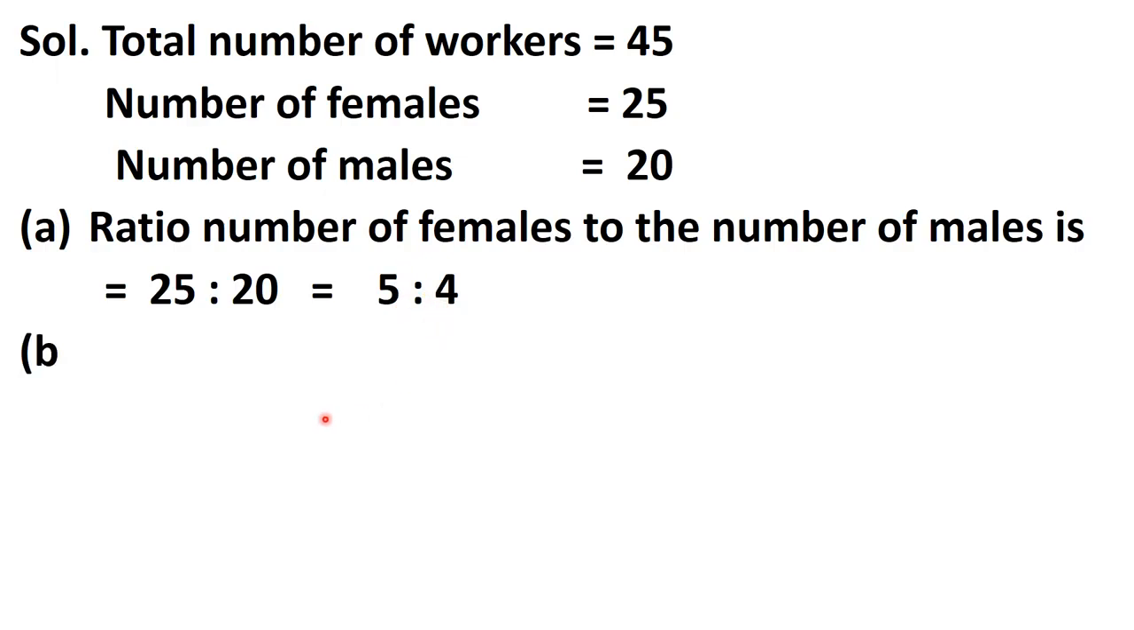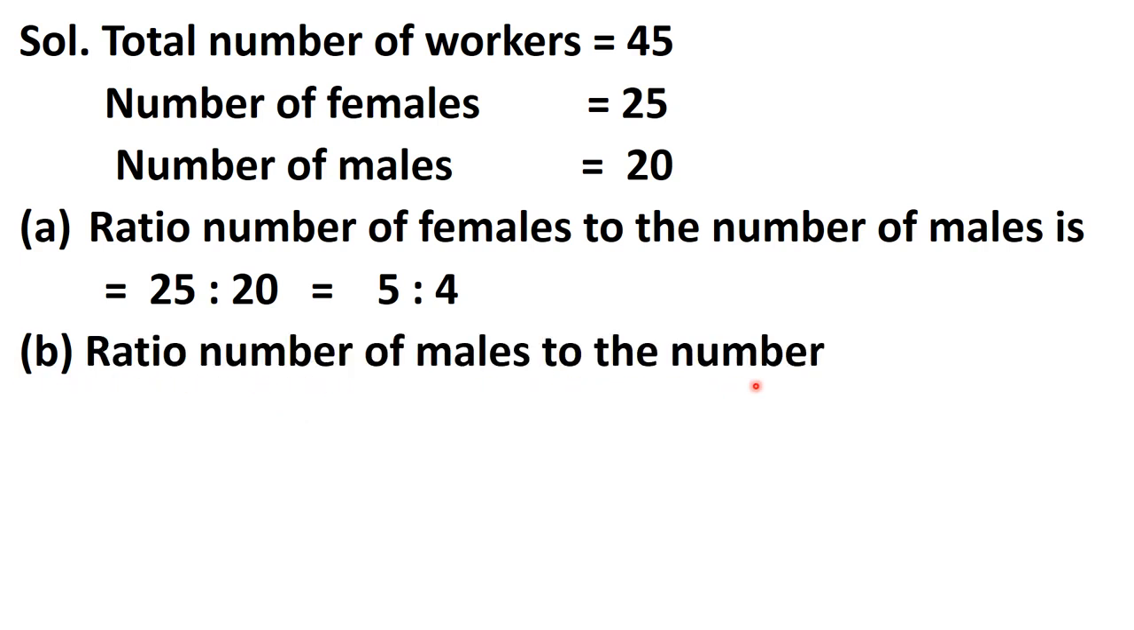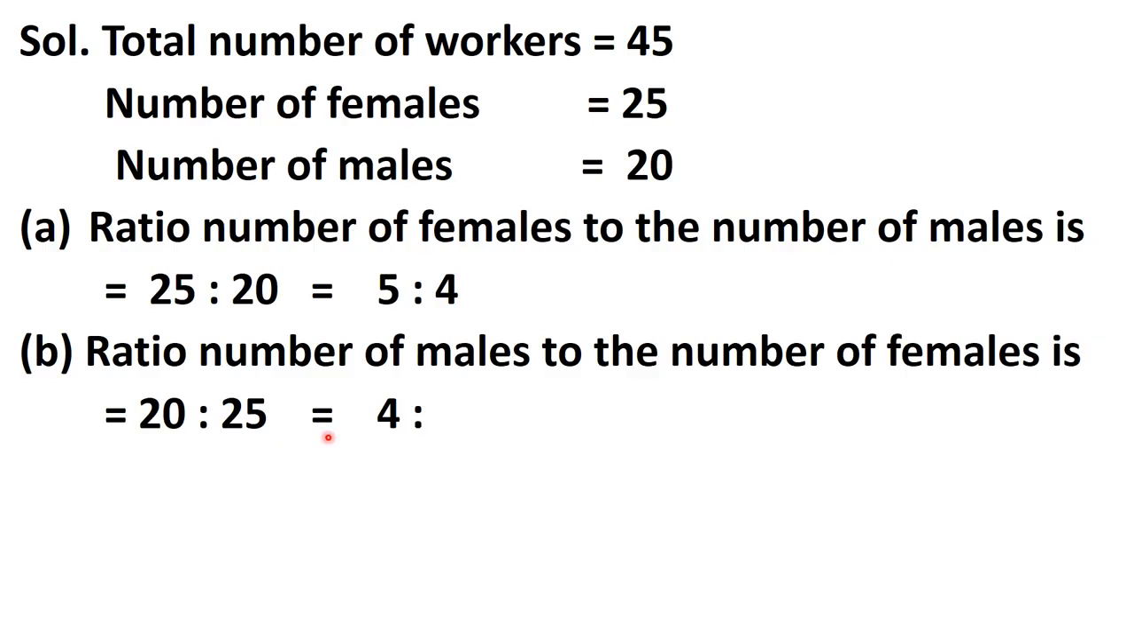See the second, B part. Ratio of number of males to the number of females. Now we have to write down male first. How many males do we have? 20. And how many females do we have? 25. So it is 20:25. Now it is 4:5. See, first and second, both the ratios are different. In the first ratio, 5 is for female and 4 is for male. And in the second, 4 is for male and 5 is for female.